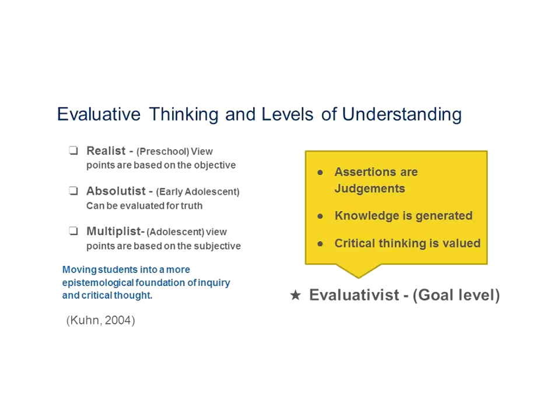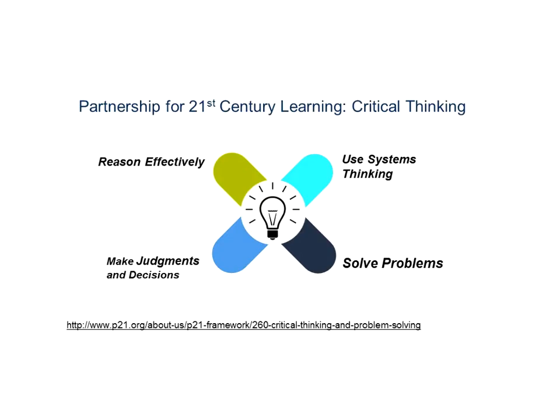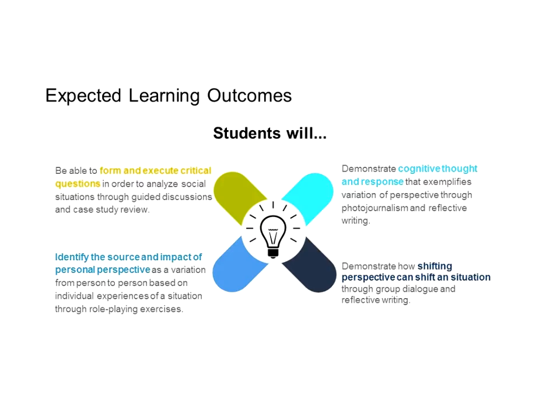And we're ripe because we have a group of 8-year-olds, as you can see. We have third grade students. And so for them, typically right now, they're in the absolutist. And we're going to help move them into the multiplist and start building a toolkit to be evaluativists in the world. So that's how we're moving this project. And we're using the Partnership for 21st Century Learning's critical thinking components. We're looking at reasoning effectively, using systems thinking, making judgments and decisions, and solving problems. So it meets this particular criteria.